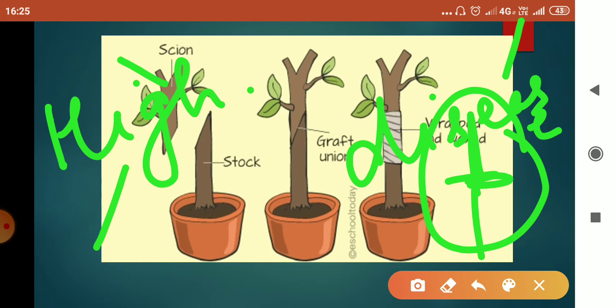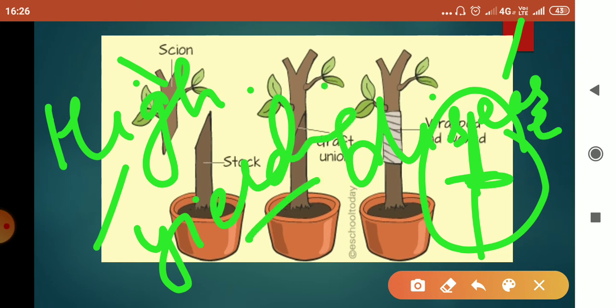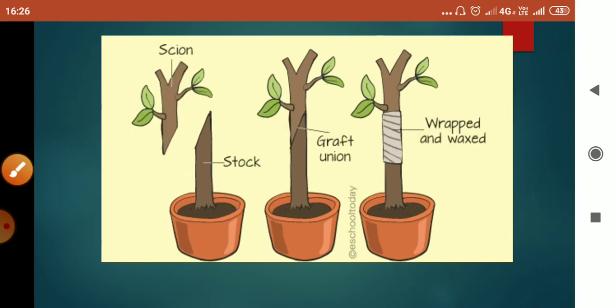Many of you must be thinking, what is high yielding? High yielding means increasing the amount of the product, or we can say increasing the amount of the mangoes. So children, this is how grafting is performed.